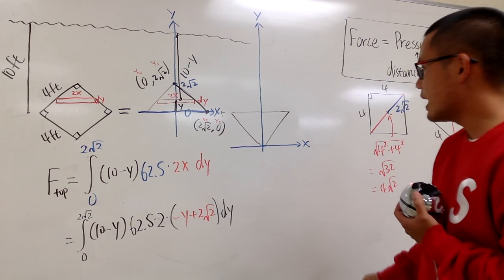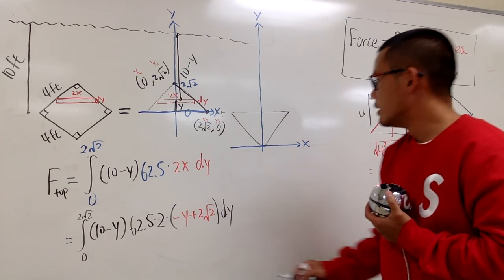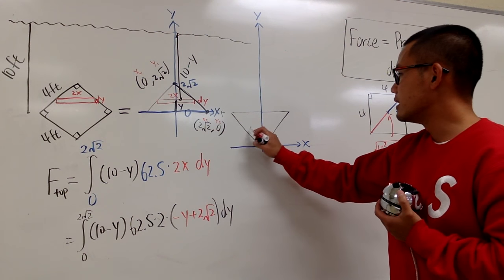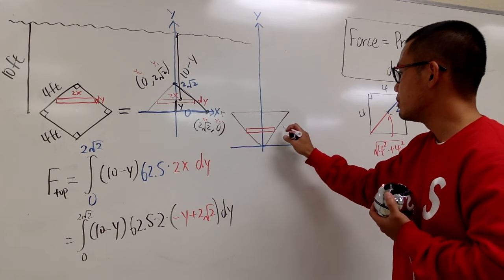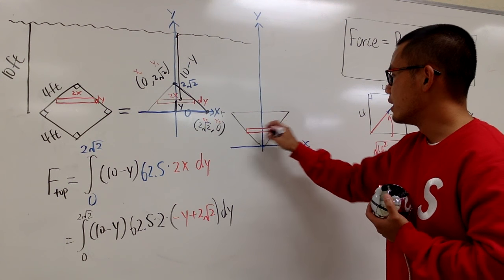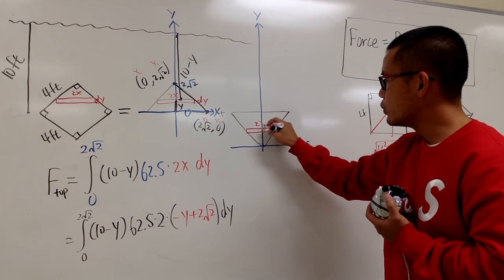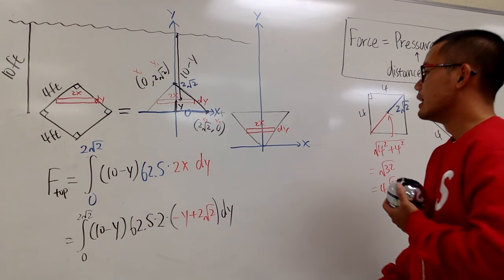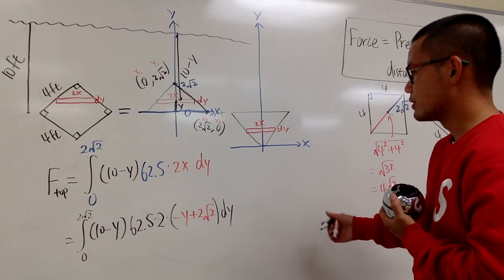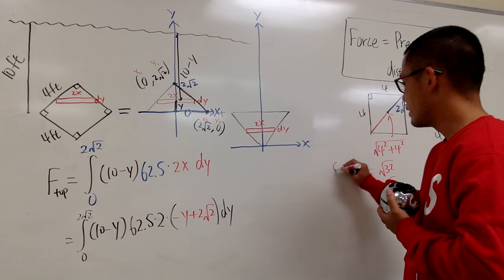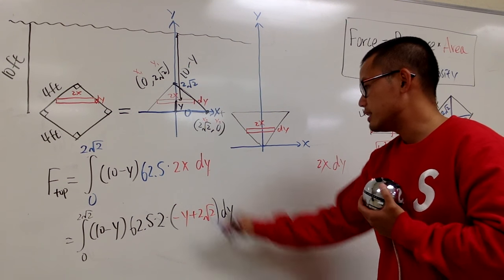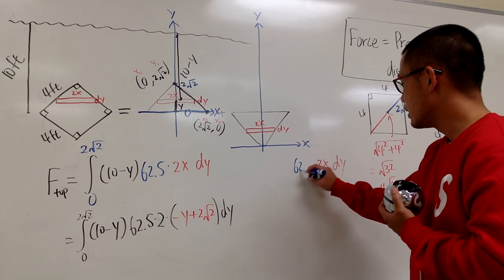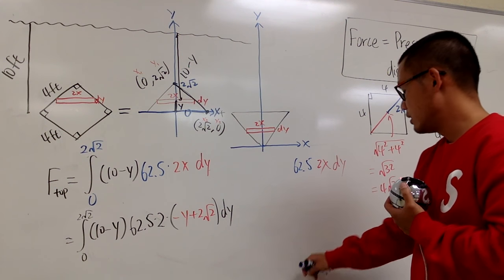All right, so now, still usual business, you draw the red rectangle, and same picture. Pretty much, you have dy, and the width is still 2x. No problem on that, right? And let's just do it right here if you would like. Let's say you have dy, and then you have the 2x, and then you still have the 62.5 for the water density in the US unit.